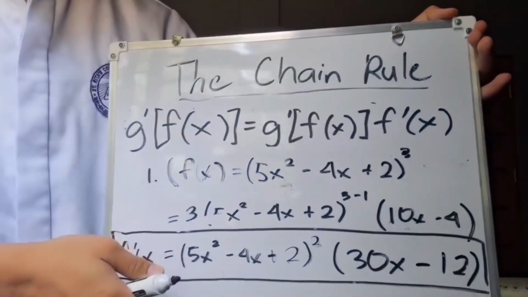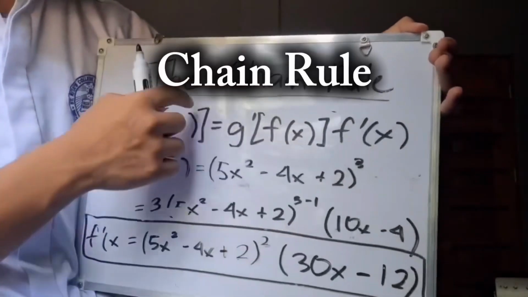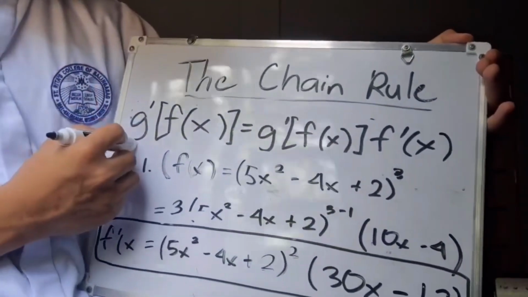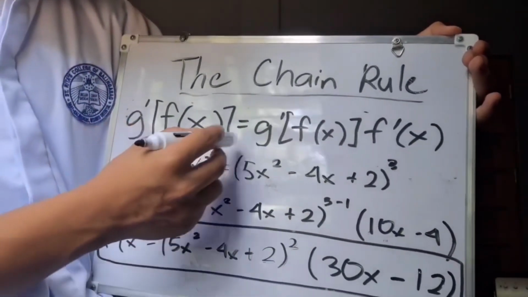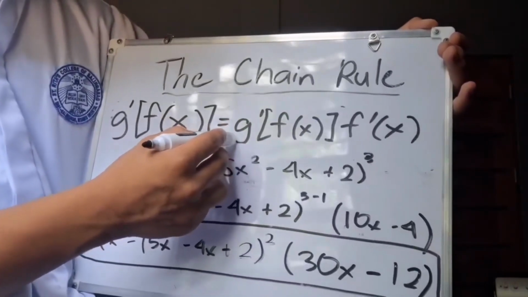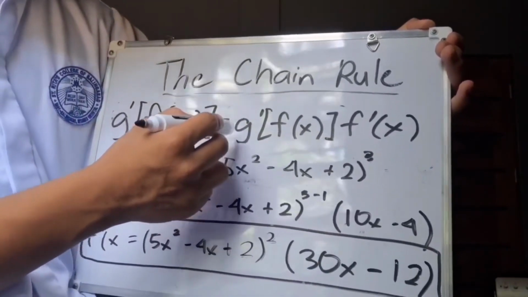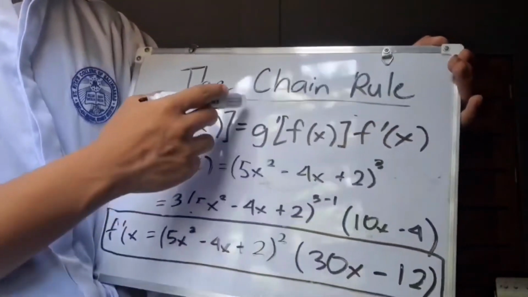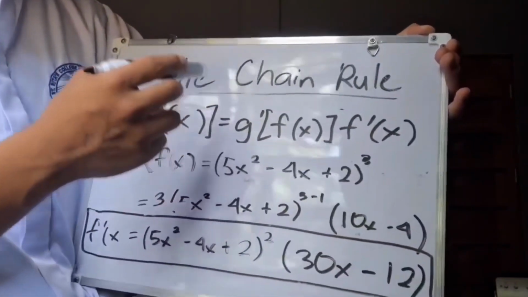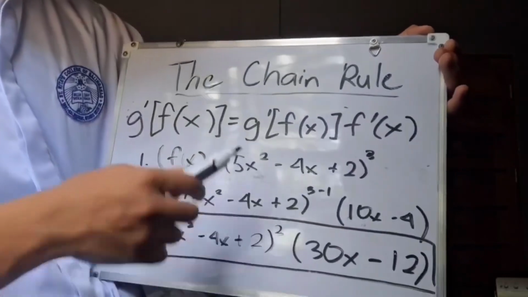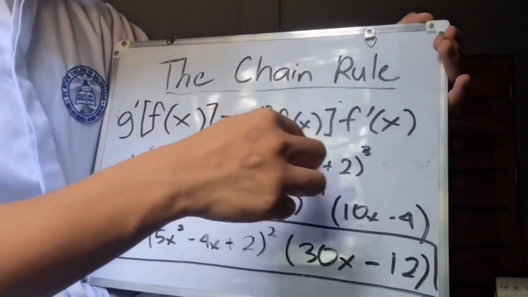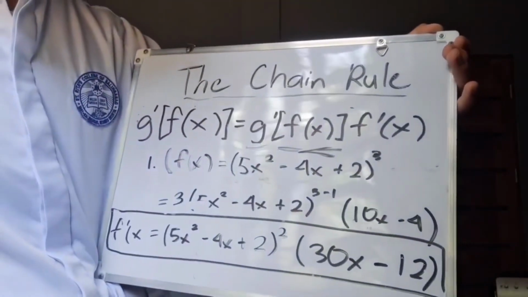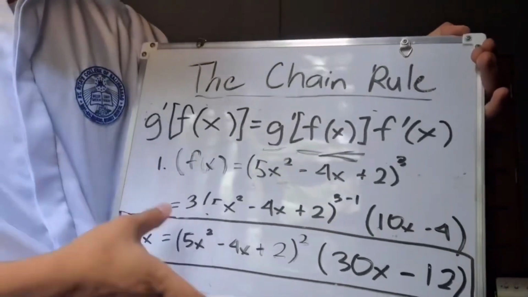Today, we are going to solve the chain rule. The formula of this is the derivative of g of f of x is equal to the derivative of g of f of x times the derivative of f of x. We can apply chain rule if it is composite, which means there's an outer and there's an inner. So let's start with formula 1.